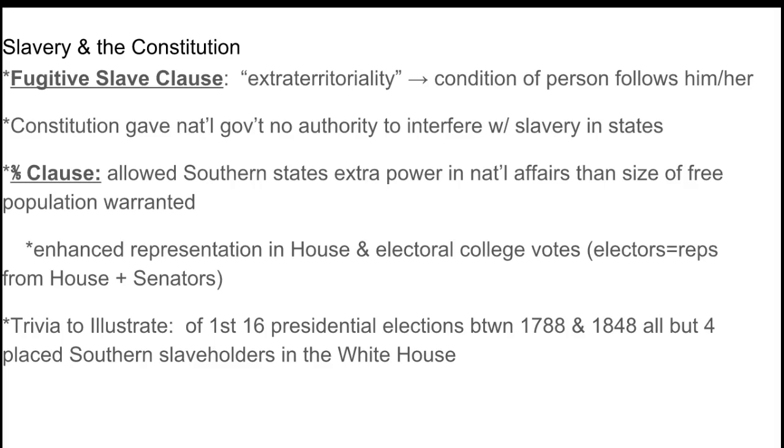You had the 3/5 clause that was put into the Constitution to satisfy the South, and then, and this is just trivia, of the first 16 presidential elections, all but 4 had Southern slaveholders in the White House. That tells you how much power the slave states held. If you had all but 4, you had 75% from Southern states.